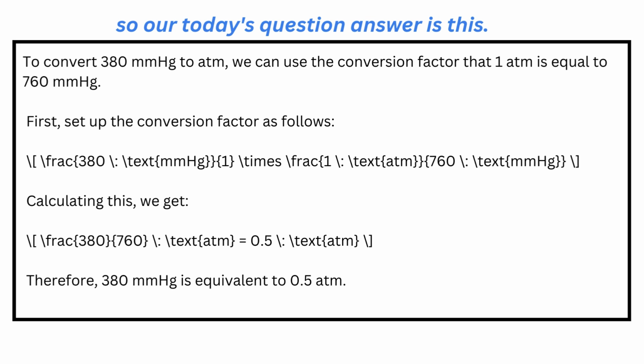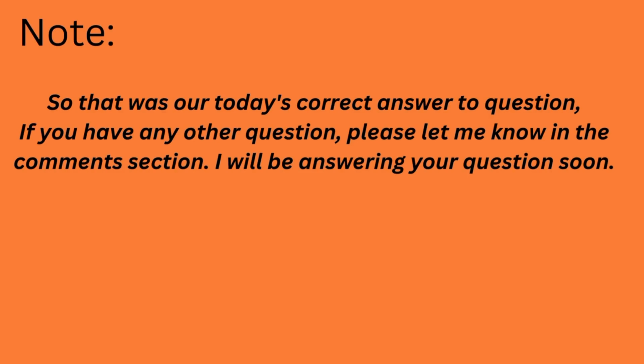Fraction 380 mm Hg over 1, times fraction 1 ATM over 760 mm Hg. Calculating this, we get fraction 380 over 760 ATM equals 0.5 ATM. Therefore, 380 mm Hg is equivalent to 0.5 ATM. So that was our today's correct answer to the question.